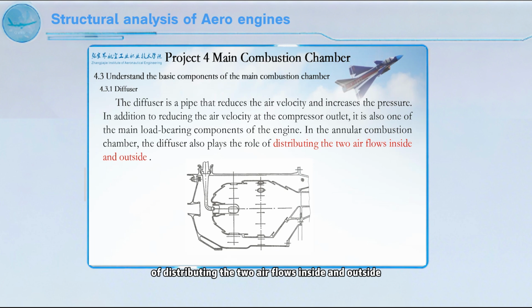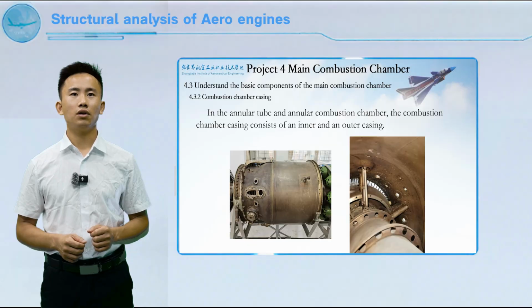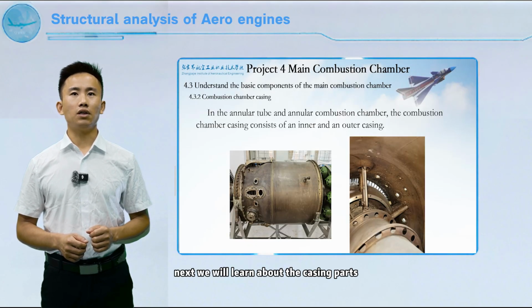Diffusers can be divided into three types, according to the different cross-sectional changes: primary diffuser, secondary diffuser, and sudden expansion diffuser. The picture shows the sudden expansion diffuser of the RB199 engine. Next, we will learn about the casing parts.